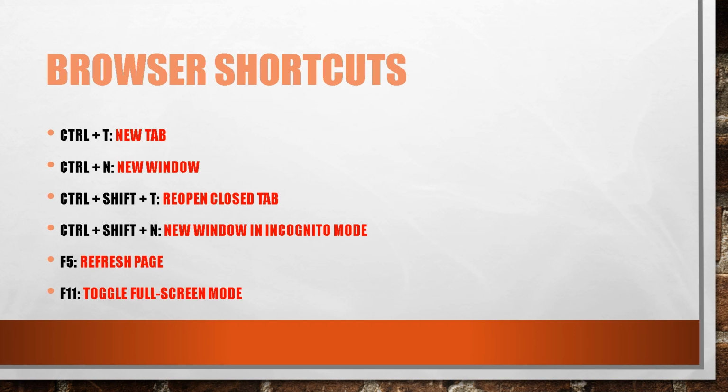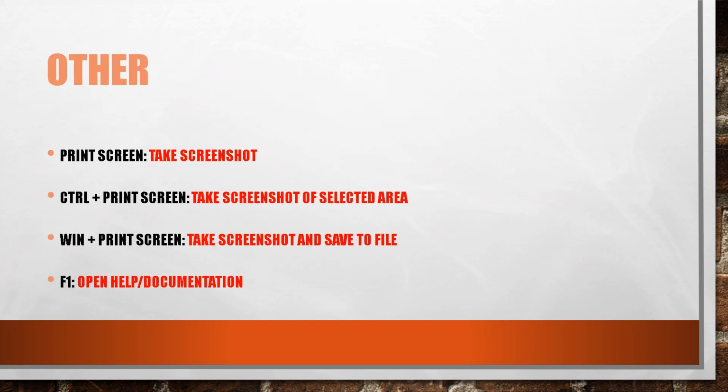Then for any other area, if you want to take a screenshot of the work you're doing, you press the Print Screen button. The Print Screen button is at the upper right of your keyboard. Then if you want to take a screenshot of a selected area, you press Ctrl Print Screen. Then you can crop the area you want to screenshot. If you want to take a screenshot and save it to file, you press your Windows button and Print Screen.